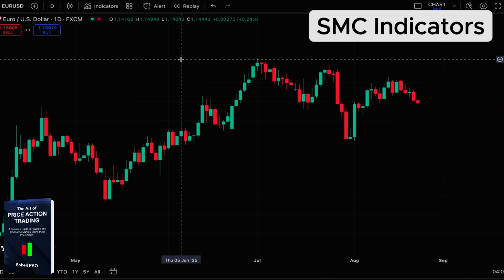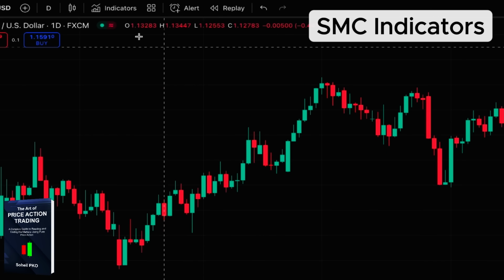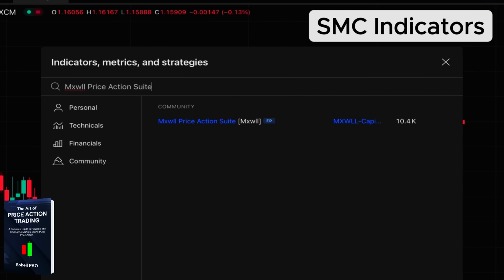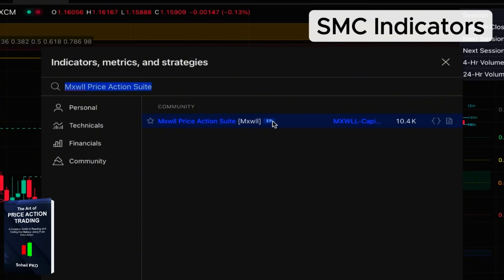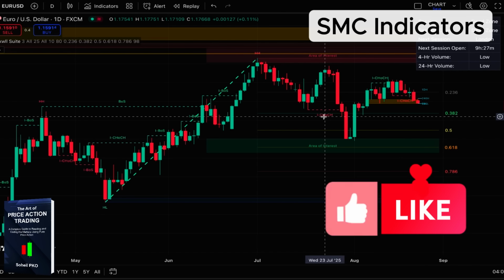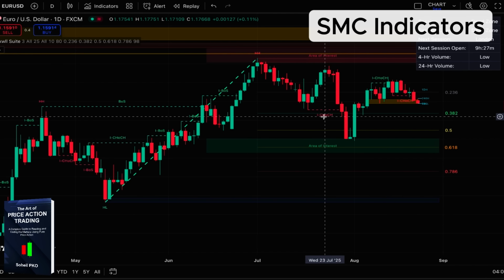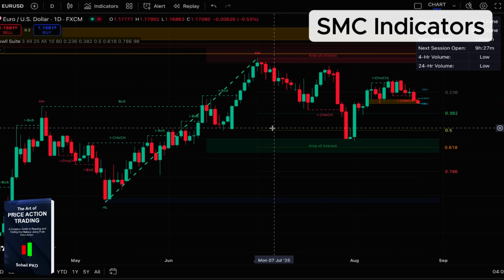These are indicators that are related to the smart money concept method of trading. The first indicator that I want to introduce is Maxwell Price Action Suite, this one, which is an editor's picks indicator written by Maxwell Capital Trading. This indicator is one of the best indicators on TradingView for the SMC method of trading. This is a comprehensive indicator that covers most of the concepts in this method of trading, and in the settings you can add or remove the features that you need in your trading strategy.